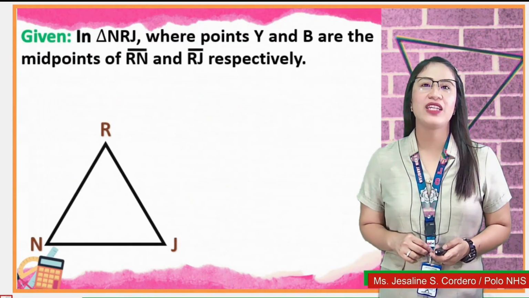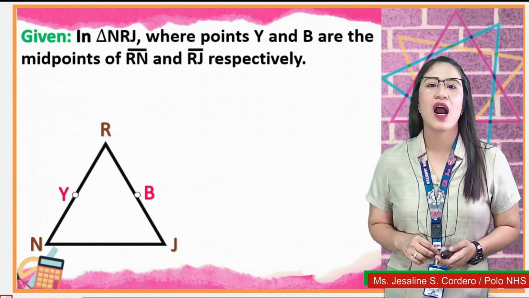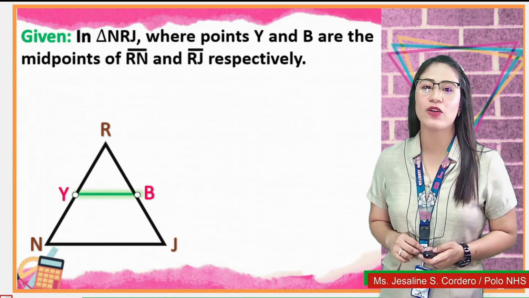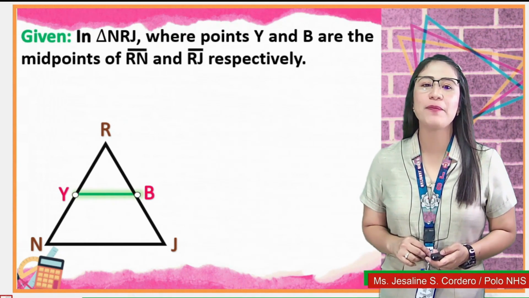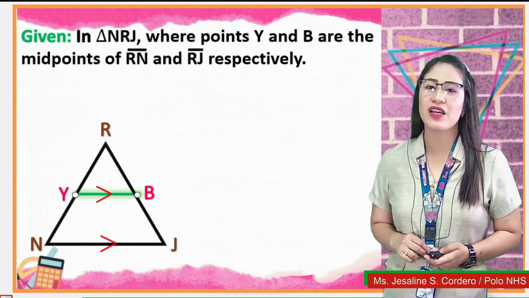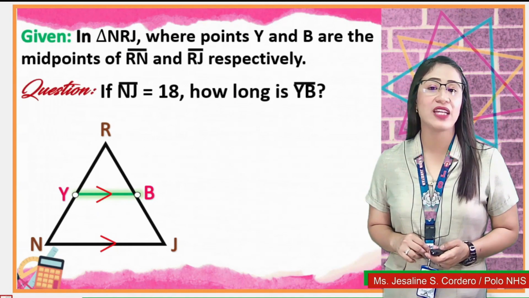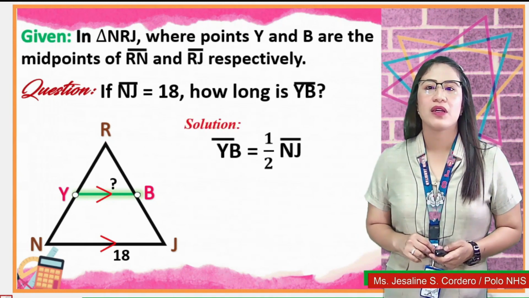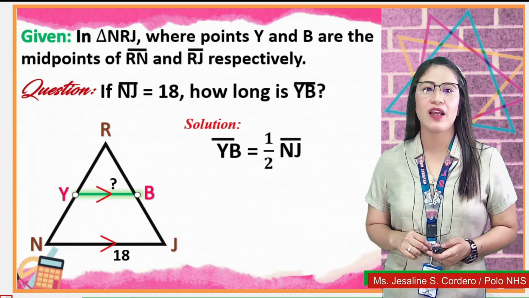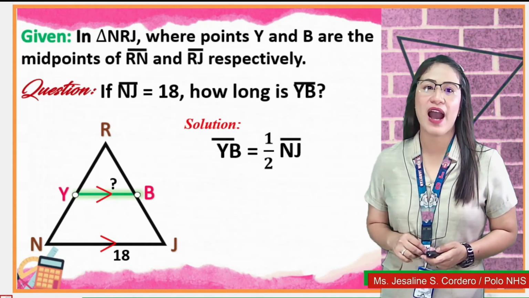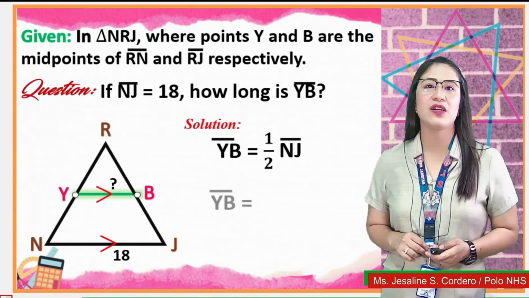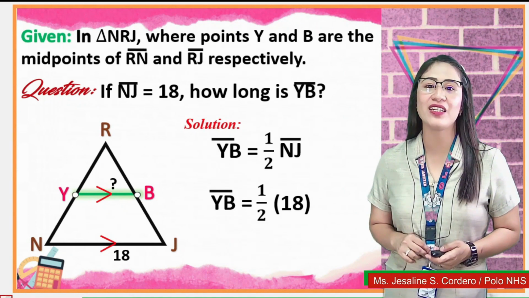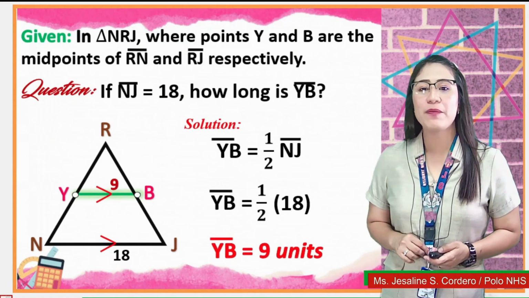Let's have this example. In triangle NRJ, points Y and B are the midpoints of segment RN and segment RJ respectively. Segment YB is the midline of triangle NRJ. So, segment YB is parallel to segment NJ, which is the third side of the triangle. If segment NJ is equal to 18, how long is segment YB? Since segment YB is the midline of the triangle, segment YB is equal to 1/2 of NJ. Segment YB is equal to 1/2 times the measurement of segment NJ, which is 18. So 1/2 times 18 is 9. Therefore, segment YB is 9 units.